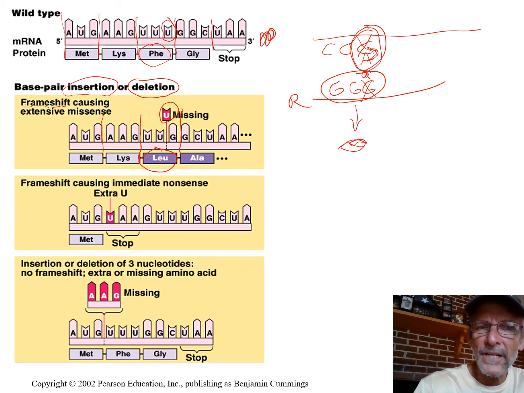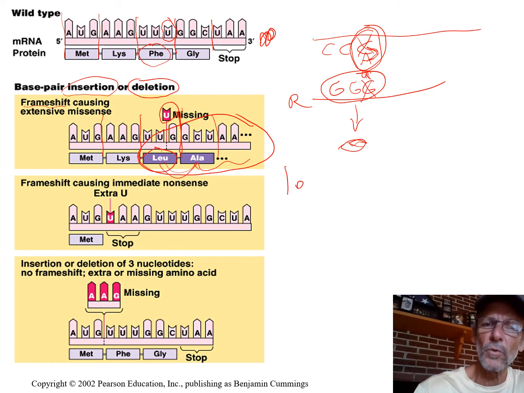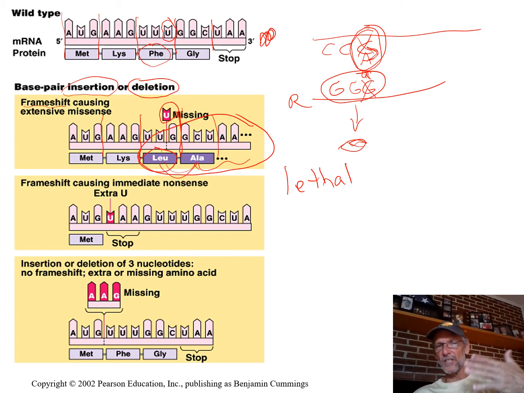And so every place after this deletion, because it has shifted the reading frame, every amino acid after this might be different. It might not because of the way the code works, but it might be different every one after. This protein is definitely going to be quite different in its structure, therefore fold differently, therefore probably function differently. This kind of mutation is almost always the kind we call lethal. Depending on how important that protein is, this is likely going to cause a cell not to be able to function.